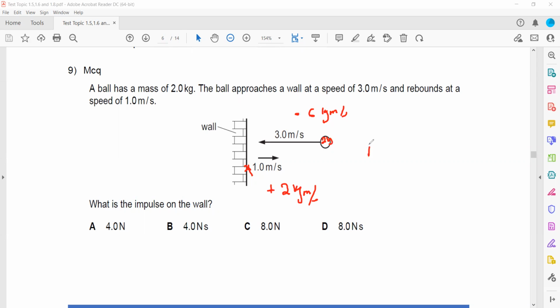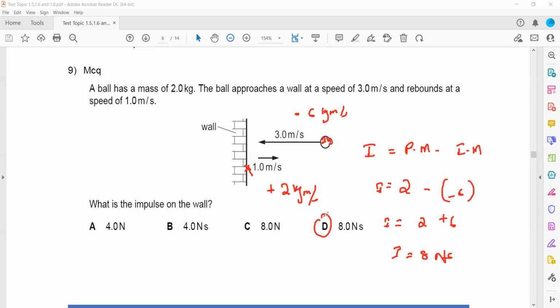So what will be the impulse? Impulse is a change in momentum. So it is final momentum minus the initial momentum. The final momentum is 2 and the initial momentum is minus 6. When we simplify it, minus minus is plus. So 2 plus 6 equals 8 Newton second. So D is the right answer.